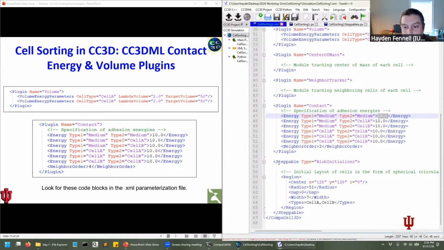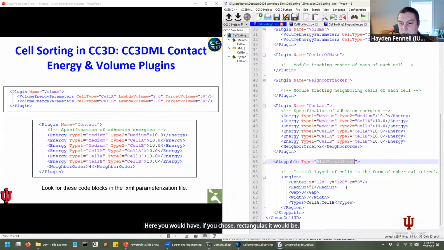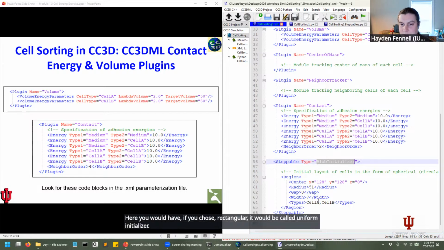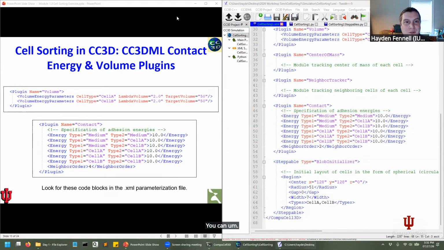And then here we have our steppable type BlobInitializer. So Ramoso, you were asking about how to fix this in the XML. Here, if you chose rectangular, it would be called uniform initializer, and this code would be a little bit different. You can fix it already using Google. Okay, well, I'll walk through it anyway. It's getting easier and easier to find these answers as you need them, which is good.